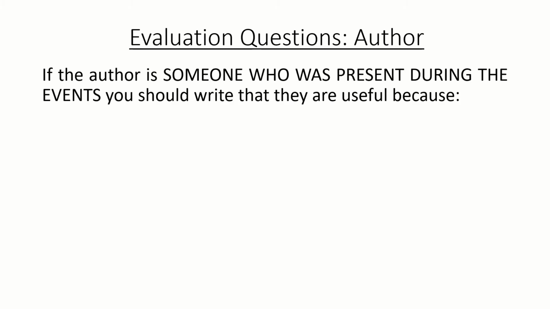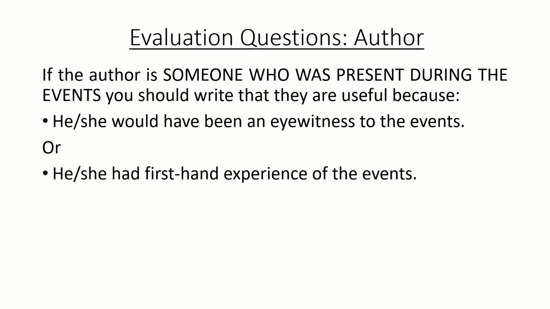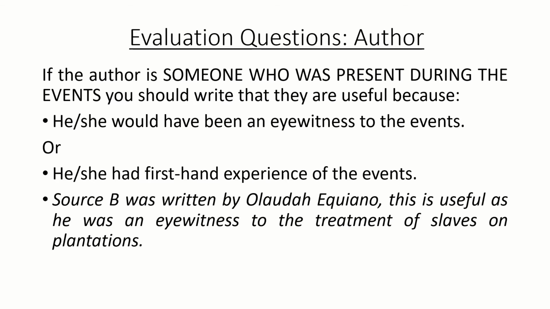Nice and straightforward. If it is a primary source, so someone that was present during the event, you should say that he or she would have been an eyewitness or had first-hand experience of the events. So source B was written by Olaudah Equiano.